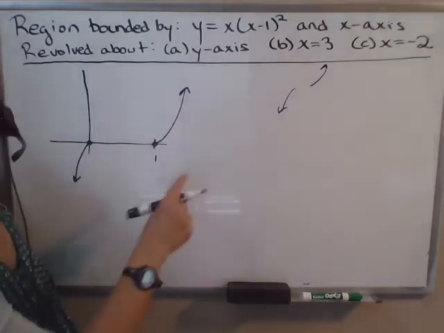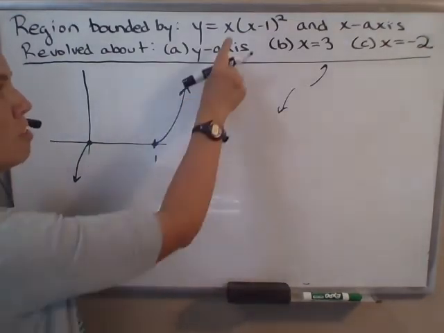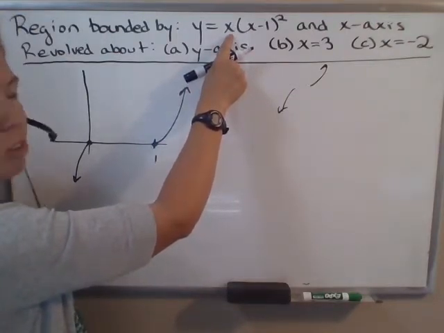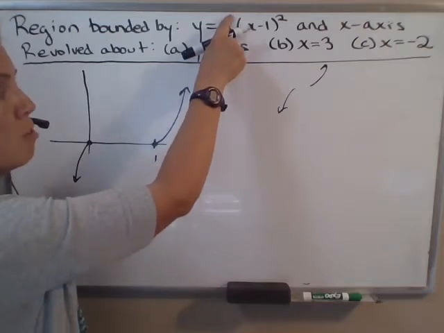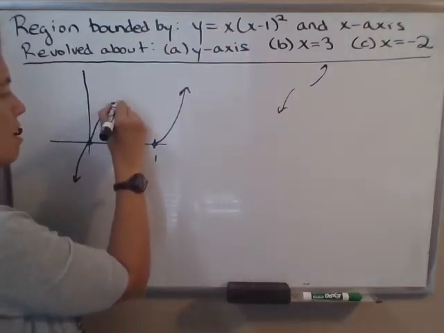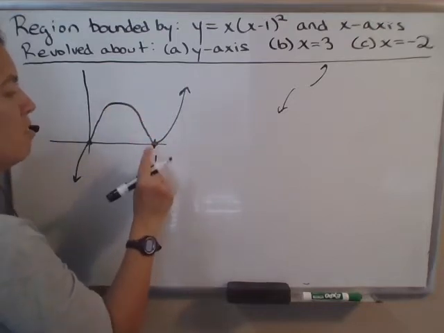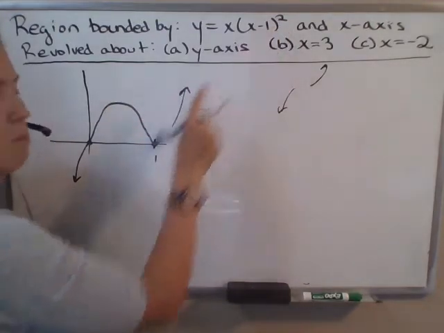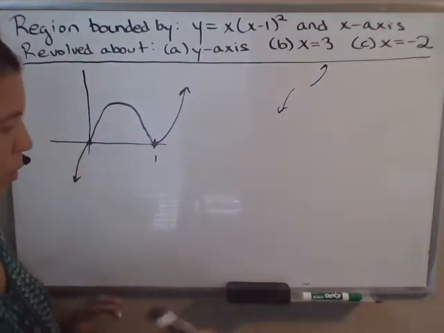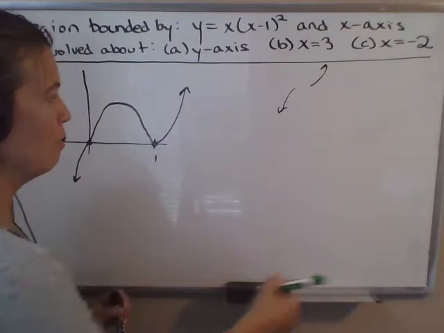Now to fill in the middle part of the graph, you can use multiplicity. The x equals 0 factor here, so just x, has multiplicity 1. Odd multiplicity means the graph goes through the x-axis, and even multiplicity, like you have at 1 here, since it's to an even power, tells you that the graph will touch the x-axis and turn around. So, just a quick pre-calc review there.